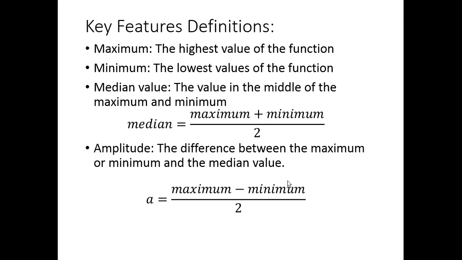The next is the amplitude. It's our a value that we've been talking about with our transformations. So for a circular function, it's the difference between the maximum or the minimum and the median value. So it's the distance between that either peak or valley and the median value. To figure that one out, it's the maximum minus the minimum divided by 2.